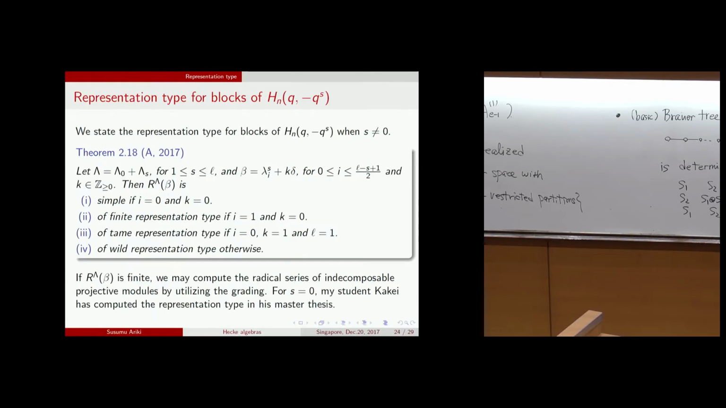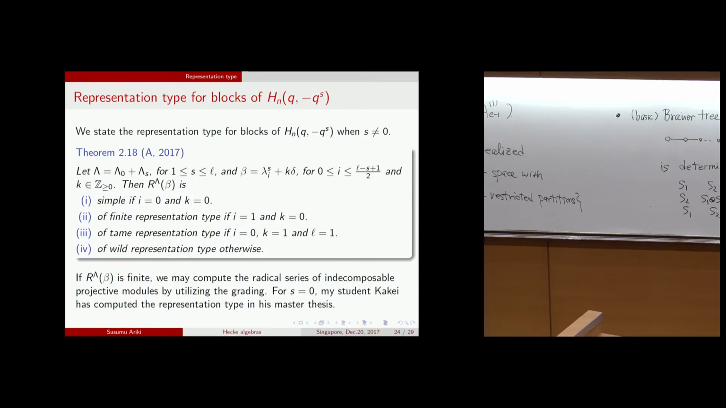So the result was: if s is not equal to 0, then the result follows. So simply, if i equals 0 and k equals 0, it is of finite representation type, and not simple if i equals 1 and k equals 0, and tame representation type if i equals 0 and k equals 1 and l equals 1, and wild otherwise. And if the block is finite, we may compute the decomposition matrix in the cyclotomic project explicitly by utilizing the grading, as in the lemma.